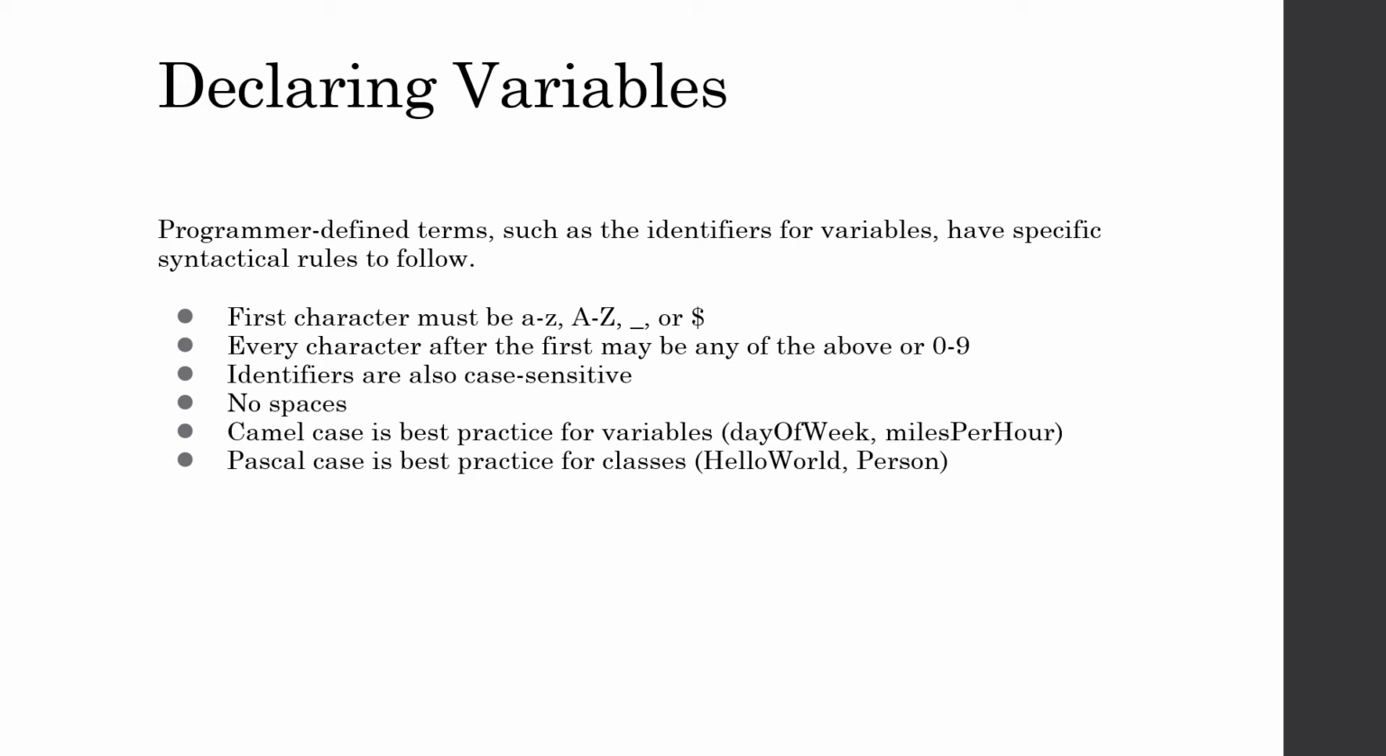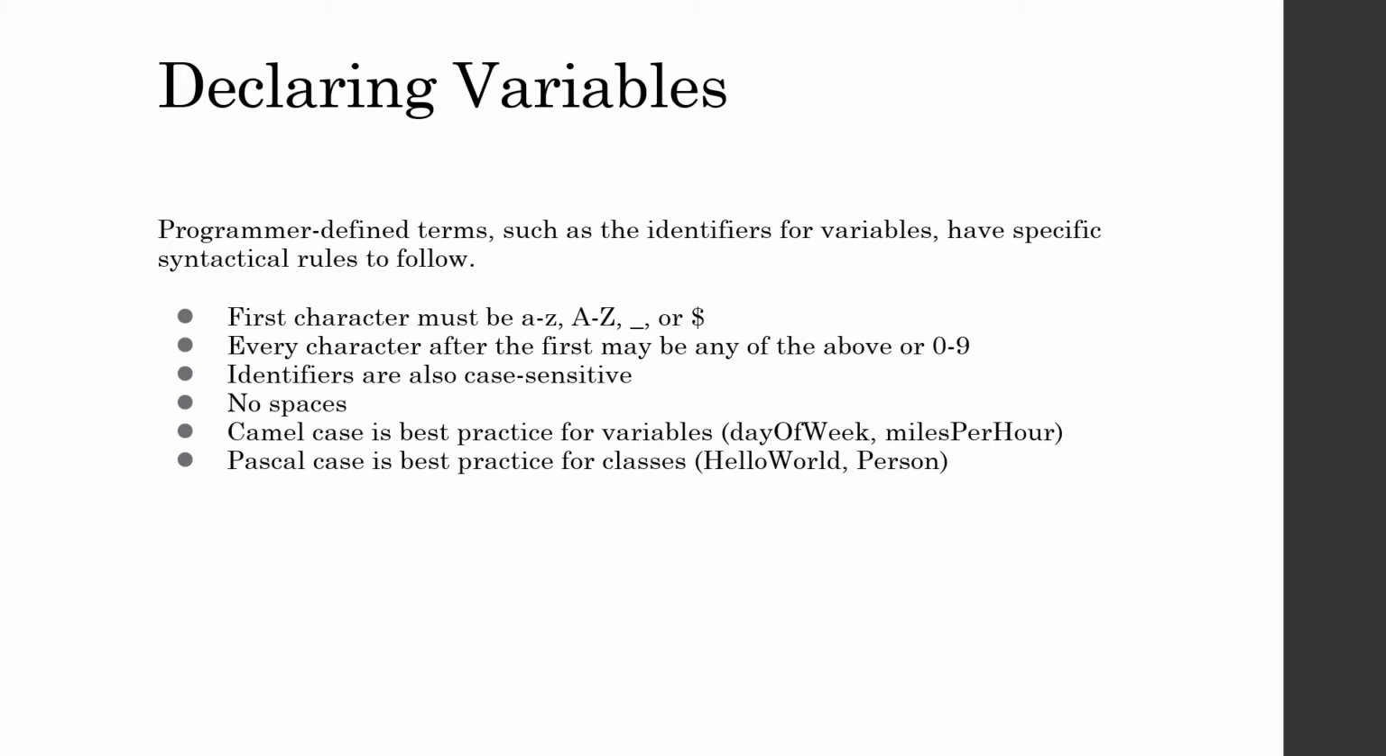Additionally, just like our keywords, our identifiers are going to be case sensitive. So if you choose to give it a lower or uppercase letter at some point, it has to always be that. It needs to be consistent. Additionally, we can't have any spaces. So whenever we come up with a variable name, if that name is going to span multiple words, you're going to have to just combine those words together. You can't have any spaces in between them.